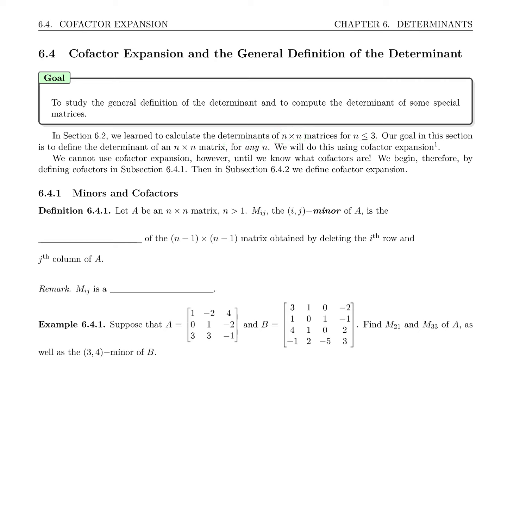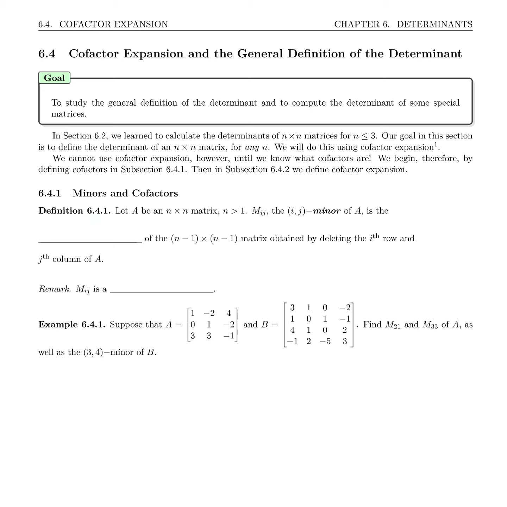The goal of this section is to define the determinant for an n by n matrix for any n. And we're going to do this using a technique called cofactor expansion. We can't do cofactor expansion until we know what cofactors are, however. And so we're going to start by learning what they are, and to learn what a cofactor is, we have to start by learning what a minor is. So 6.4.1, minors and cofactors.